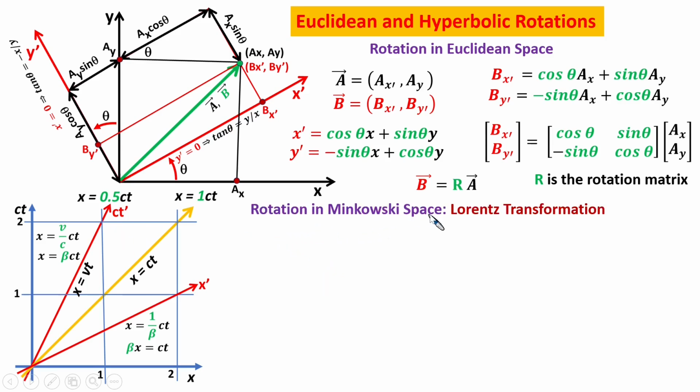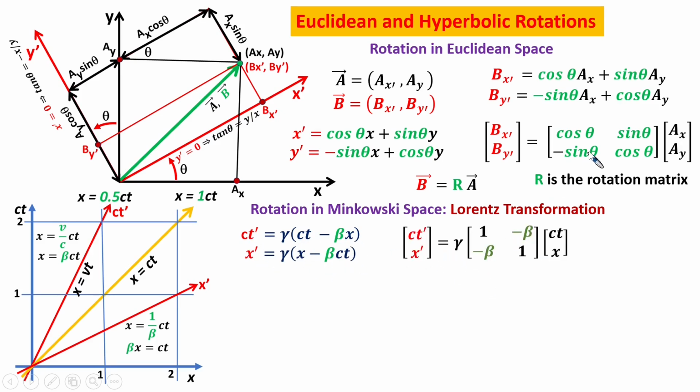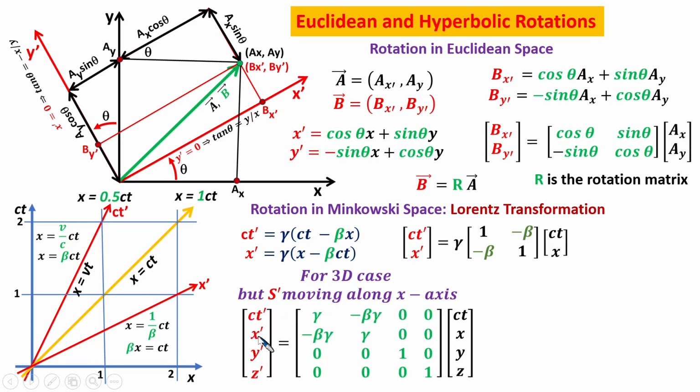Okay. So now rotation in Minkowski space, this Lorentz transformation. This is your forward Lorentz transformation in the prime frame in terms of the rest frame, and I can write this in a matrix form. ct prime is gamma times (ct minus beta x), and x prime is gamma times (minus beta ct plus x), where gamma is a common factor. So for the 3D case, with S prime moving along the x axis, I can write ct prime, x prime, y prime, z prime. These are not moving: y prime is equal to y, z prime is equal to z, and this is what I have written here. This equation you will get.